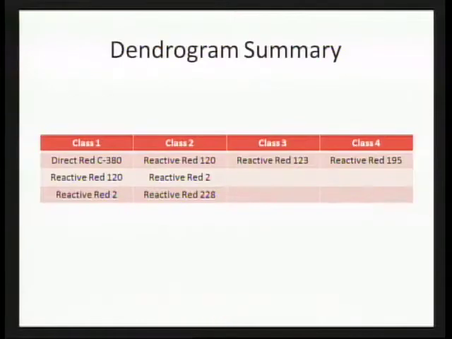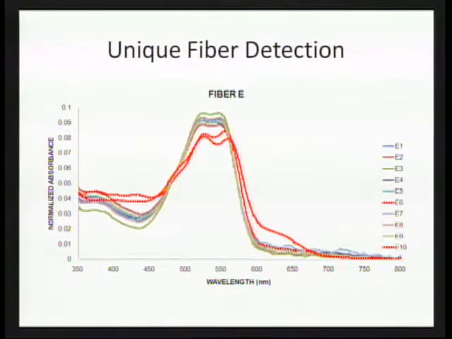So we looked back at the original, or here's just a summary of the classification, just in a way that most people can understand. And then we looked back at the spectra for fiber E, since it had 2 unique fibers classified in a different class, and you can kind of see that. You see the red dashed lines, which are here, that was the unique fibers. Only those 2 from the 10 fibers were separated, so we decided to call them unique.